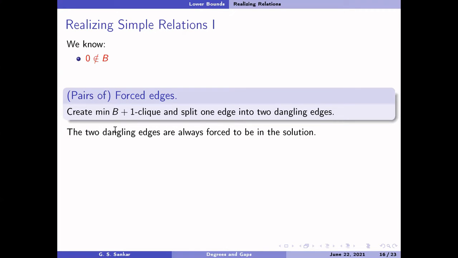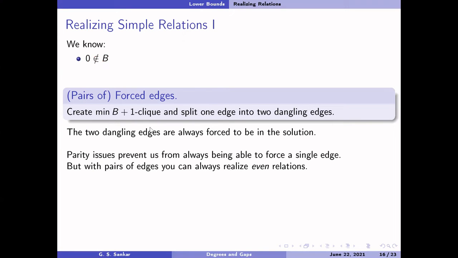So you take a clique of size minimum of B plus 1. You split one edge into 2 dangling edges. And so now you have a graph with 2 dangling edges, and every vertex in this graph has degree exactly minimum of B. So the two dangling edges are always forced to be in the solution because every vertex in this graph has to be exactly minimum of B. And observe that we are forcing two edges at once. It's possible that because of some parity issues, we're not always able to force a single edge, but that's okay with us because we can still realize something called an even relation, and that's fine with us.